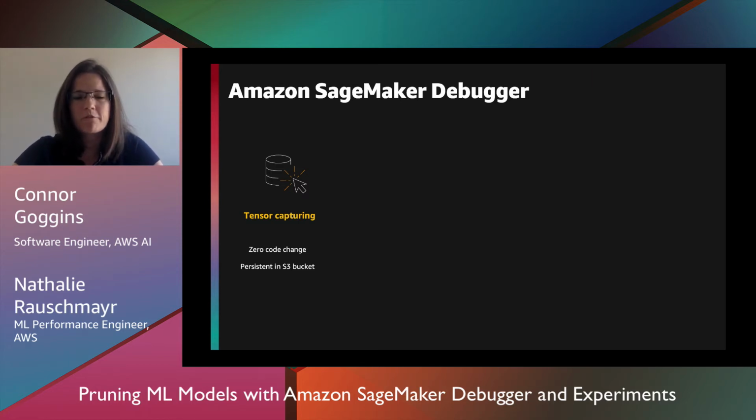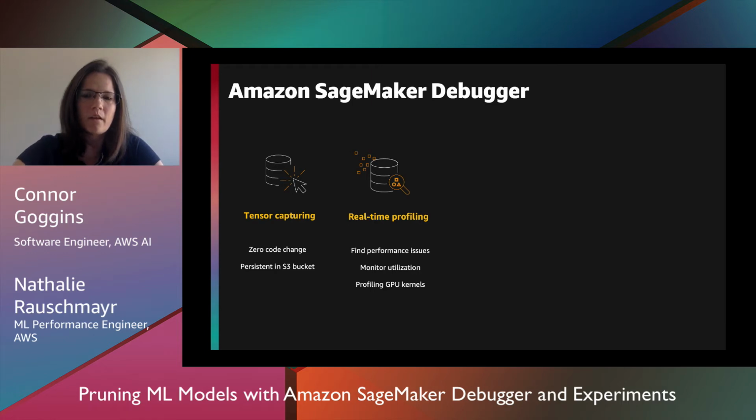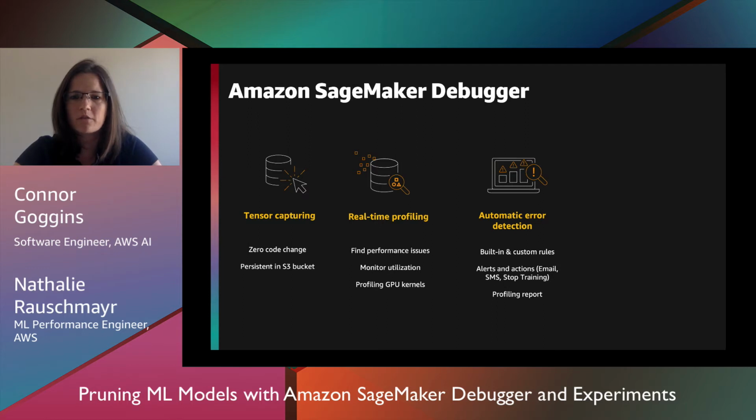Debugger also supports a few other features that I would like to highlight. It supports real-time profiling, so you can use Debugger to find computational performance issues in your training pipeline, as well as monitor utilization and profile GPU kernels. Debugger also provides automatic error detection. It comes with a whole set of built-in rules that you can use to find model quality issues, such as over and underfitting, as well as performance bottlenecks. And you can use SageMaker Debugger for real-time monitoring and visualization.